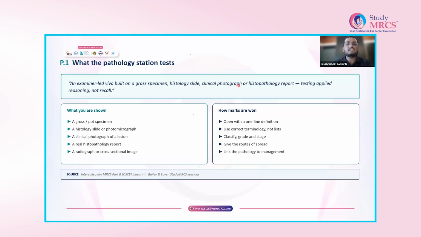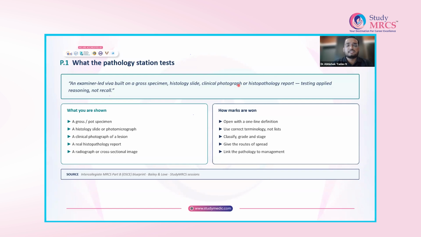So when you approach each topic in pathology, make sure you cover all of this: What are the gross features? What are the microscopic features? What are the clinical features? How are you going to stage it? How are you going to manage according to the stage? And what are the complications associated with this? These are things you should always keep in mind while approaching each station, and while answering you should make sure you cover all these topics. As for how the marks are distributed, most of the time it opens with a first-line definition.